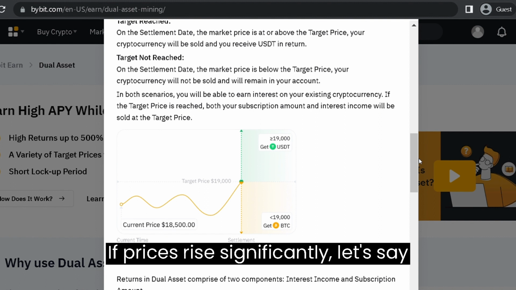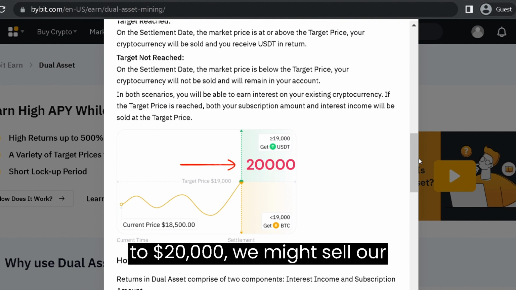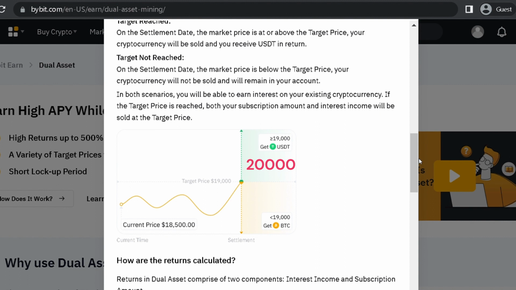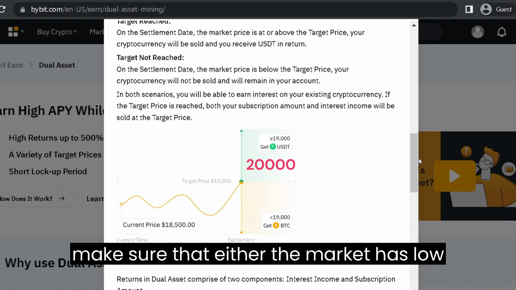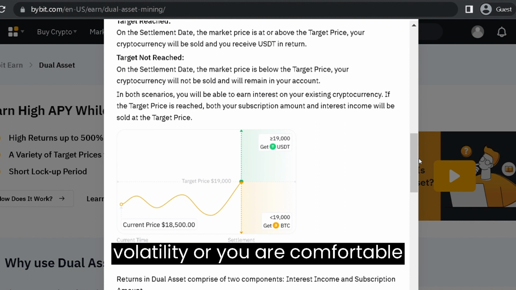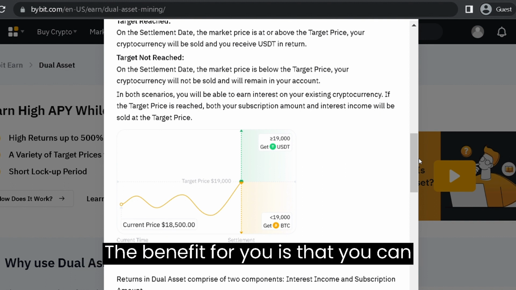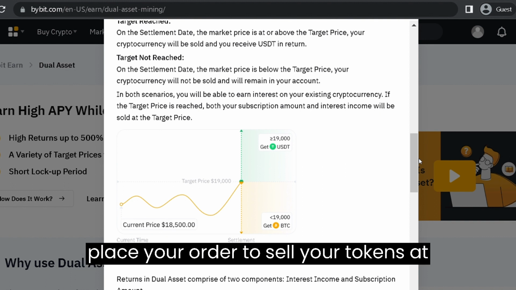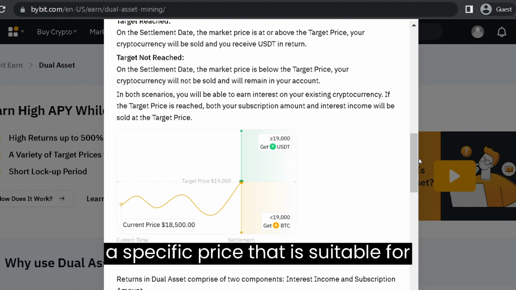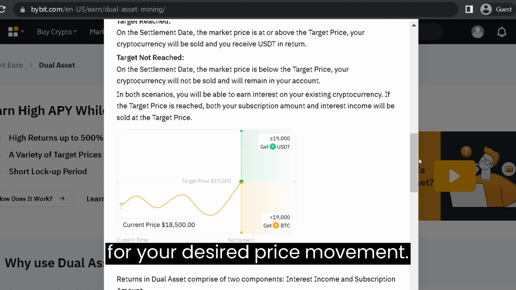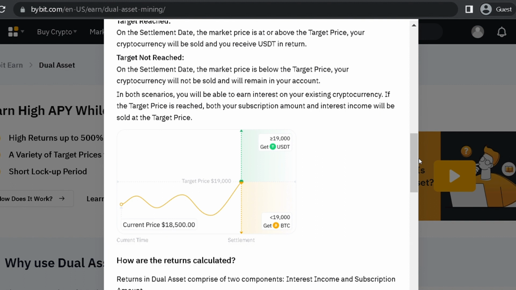If prices rise significantly, let's say to $20,000, we might sell our tokens for a lower price at $19,000, as per the agreed option. For this reason, make sure that either the market has low volatility, or you are comfortable potentially missing the next price peak. The benefit for you is that you can place your order to sell your tokens at a specific price that is suitable for you and receive a premium, while waiting for your desired price movement.